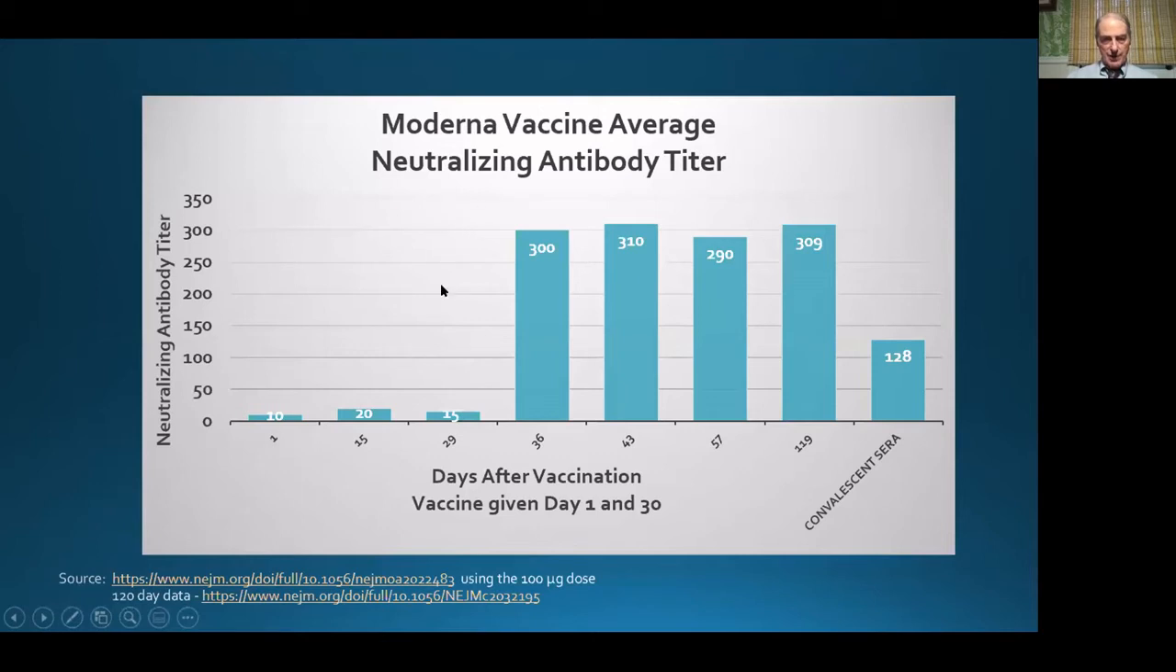For the Moderna, basically the same data, you start to see a response. It looks puny compared to the peak, but it's there even by day 15. And in the case of the Moderna, there was some data going out 4 months, and the antibody levels were maintained out to that point in time. And again, in the same range or better than convalescent titers.